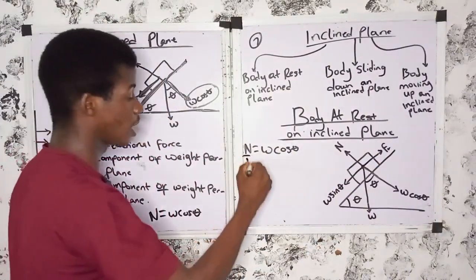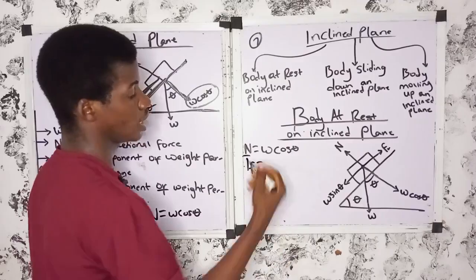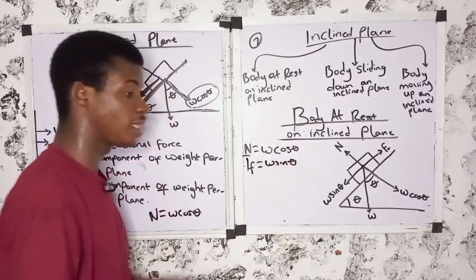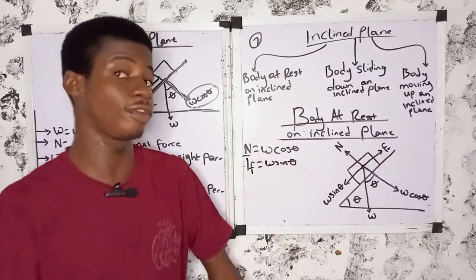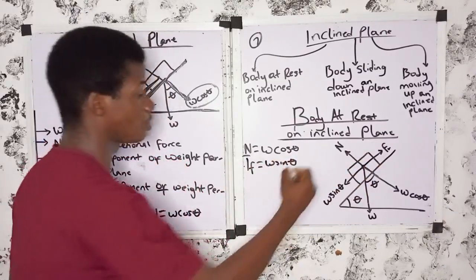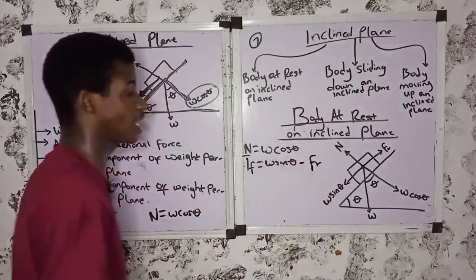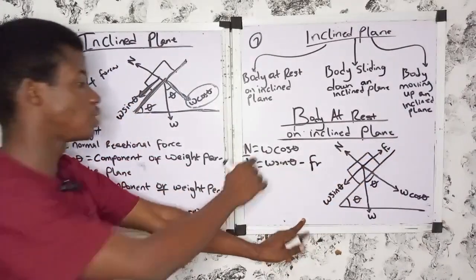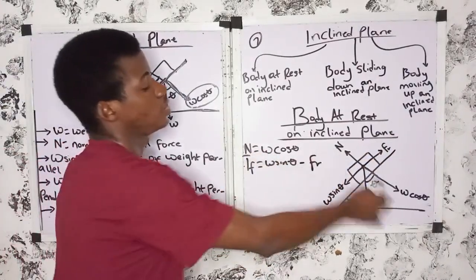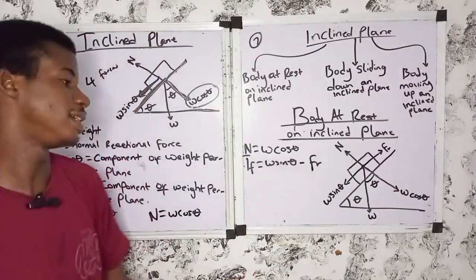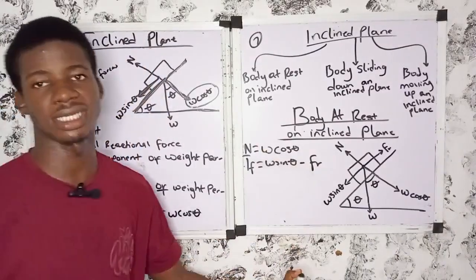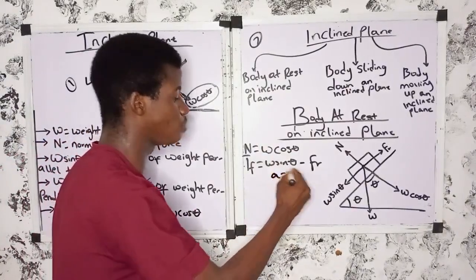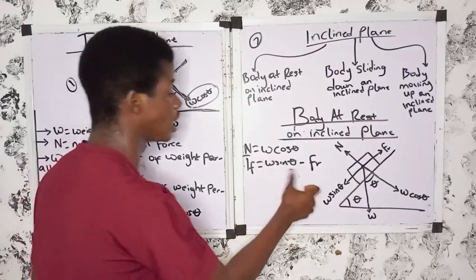So the total force acting parallel to the plane is equal to W sin theta. Are they moving in the same direction? No, since they are not moving in the same direction, we put a minus, so minus the frictional force. These are the total force acting parallel to the plane, while the other ones are the forces acting perpendicular to the plane. Since the object is at rest, it's not moving, so the acceleration will be 0.